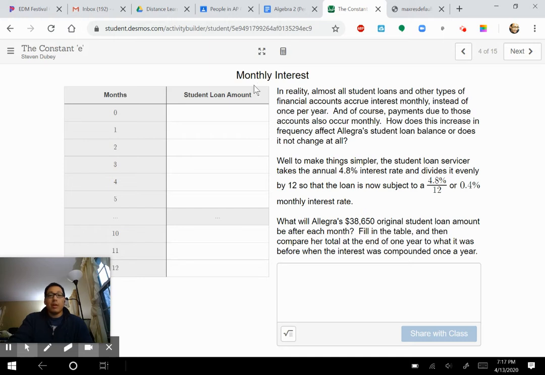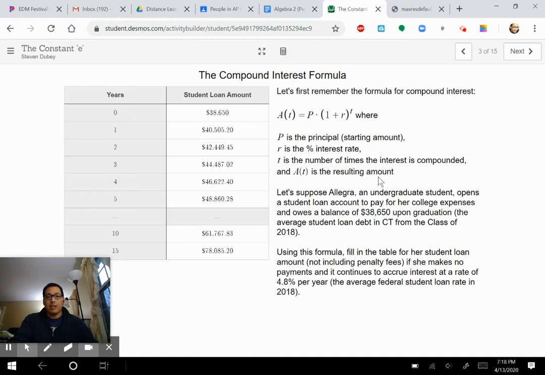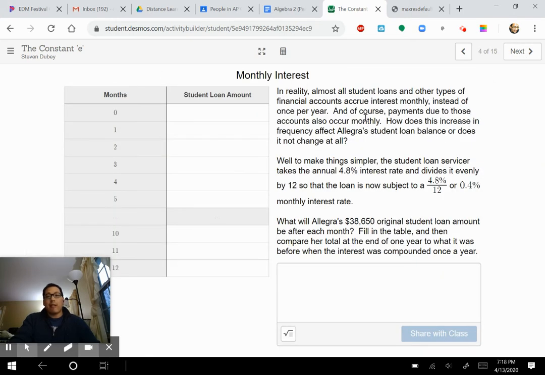So, monthly interest. In reality, student loans and other financial accounts, like savings accounts, don't accrue interest every year at the end of the year, like in this case. They're not saying, okay, we're going to tack on 4.8% of what you owe us now at the end of the year. They're going to actually try to do that every month, right? That's how the world works. Everything's monthly, and of course they want their payments each month too.